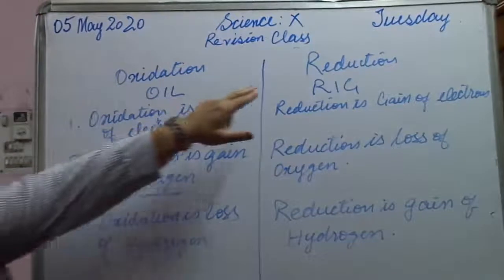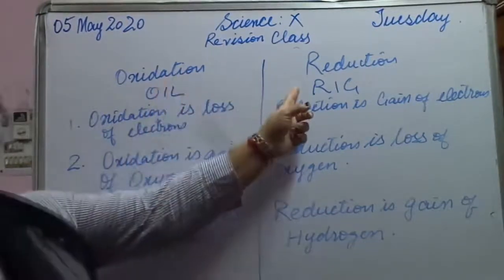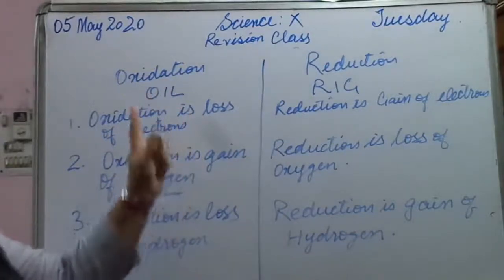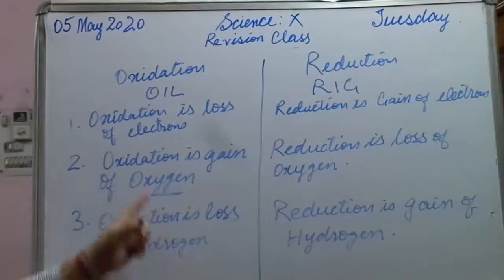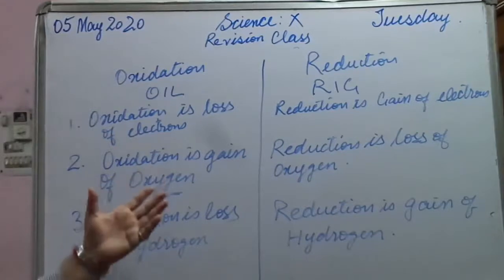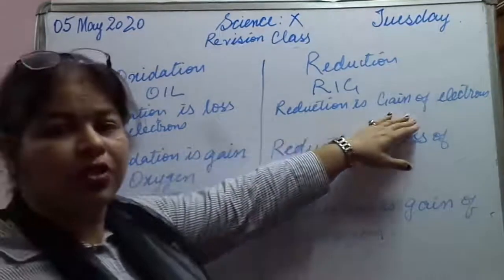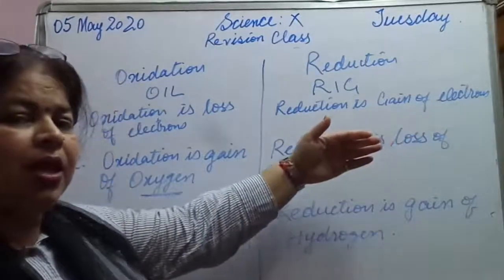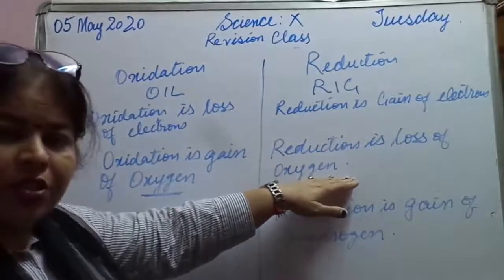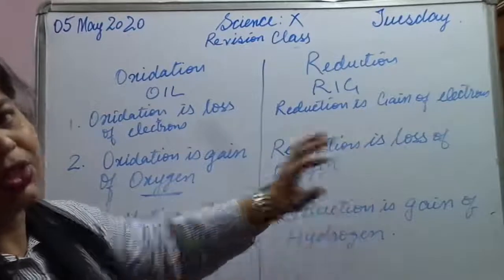Oxidation, reduction. You can learn with this acronym, OIL RIG. Oil means oxidation is loss of electrons. Oxidation is loss of hydrogen. Oxidation is gain of oxygen. When oxygen combines, then we say oxidation reaction. Reduction is gain of electrons. If electrons are being gained, then reduction is taking place. Or reduction is loss of oxygen. If oxygen is lost, then we say reduction is taking place.